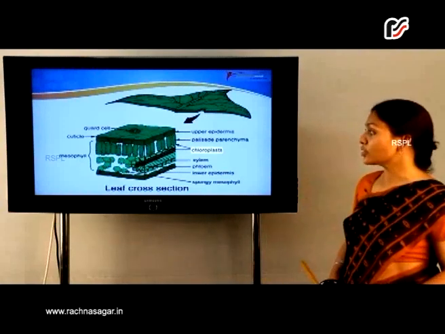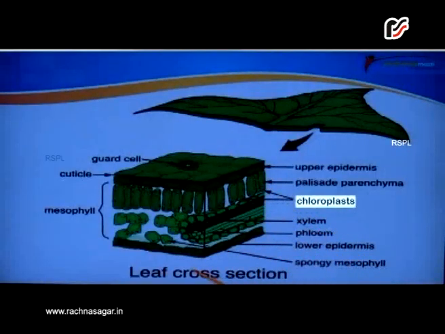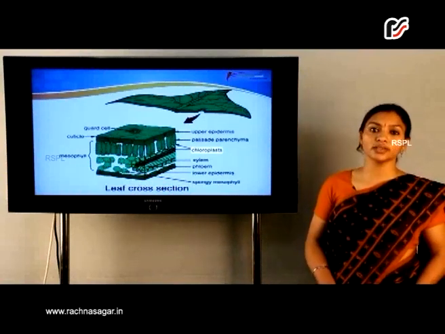Let's see the distribution of chloroplast within the leaf. This is a cross section of a leaf which reveals upper epidermis and lower epidermis. Below it, some elongated cells which make palisade parenchyma. Below it, the second layer, which is spongy parenchyma. Collectively, that makes mesophyll tissue within the leaves. Within these cells, chloroplasts are found in the leaves. So these are the actual sites of photosynthesis.